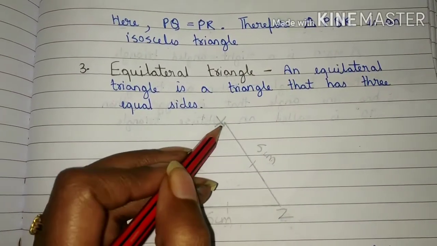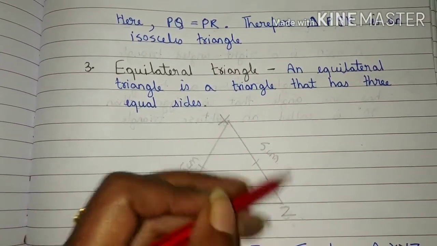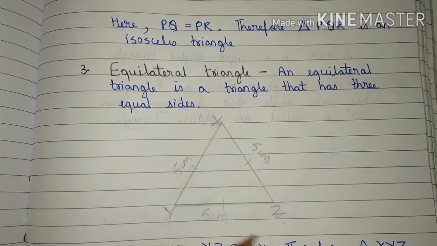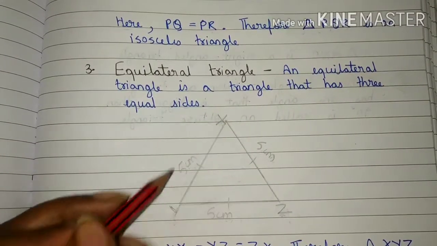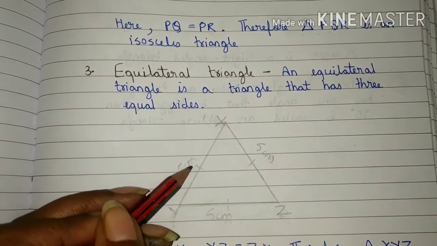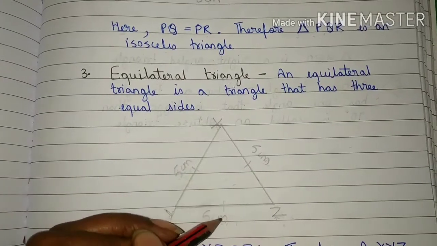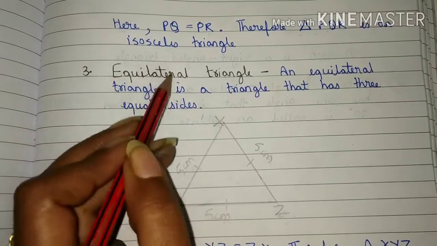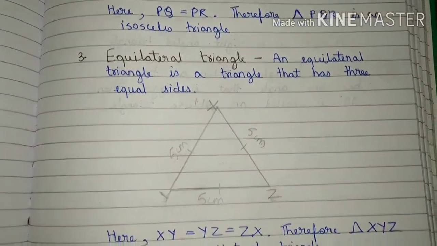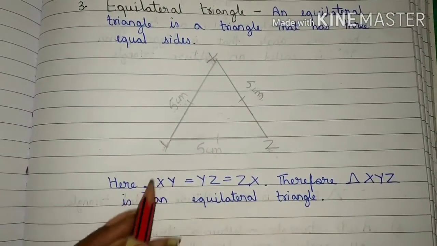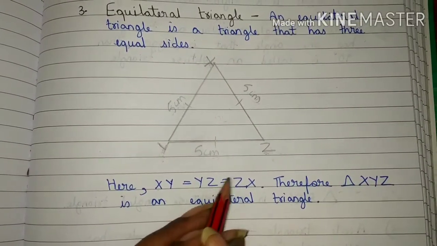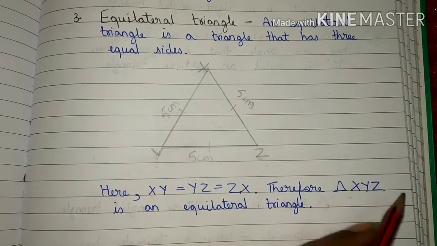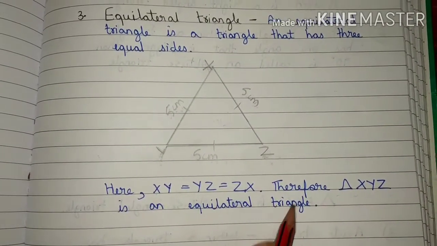See, XZ is 5 centimeter, YZ is 5 centimeter and XY is also 5 centimeter. It means all the sides are equal, that is 5 centimeter. So this type of triangle is known as equilateral triangle. Here XY is equal to YZ is equal to ZX. Therefore, triangle XYZ is an equilateral triangle.